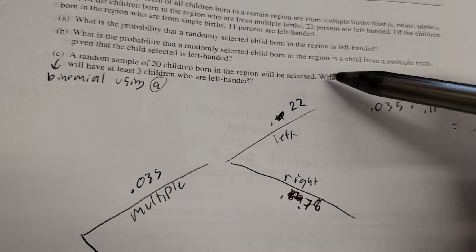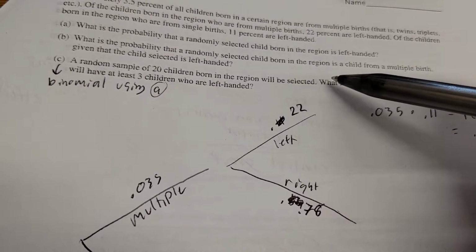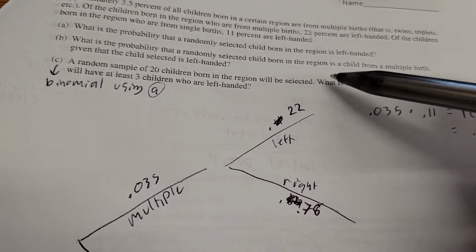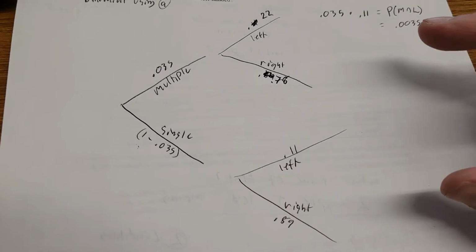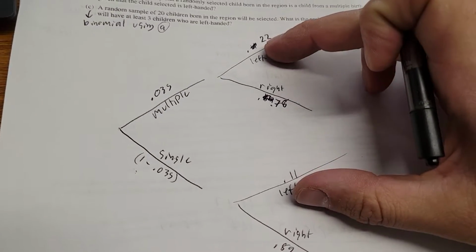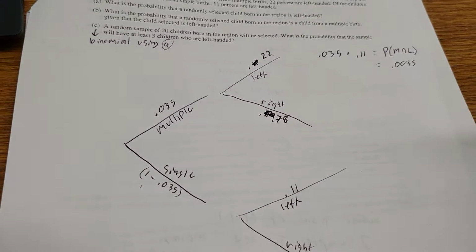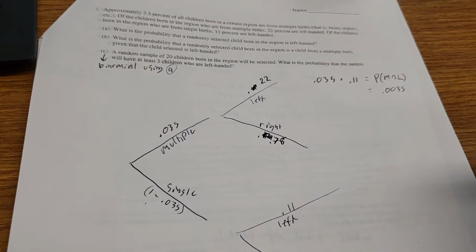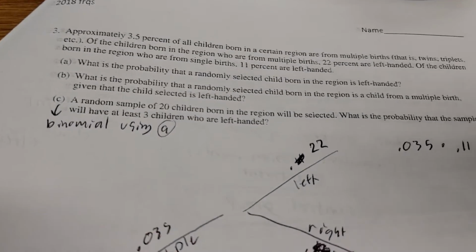What's the probability that a child born in the region is from multiple births given they're left-handed? So the new total is the left-handed people. Which ones are the multiple births? That's my only hint for you. Look at the scoring guide if you need it.